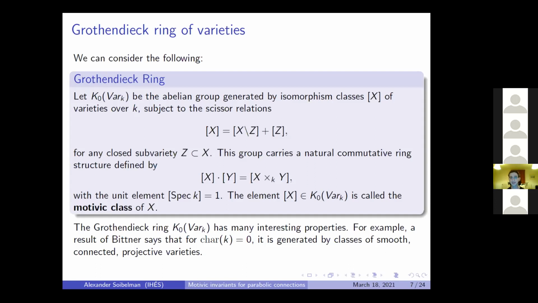So when I talk about motivic classes or motivic computations, I'm talking about computations in this Grothendieck ring. Again, I'm not going to talk too much about the particulars of this ring. I'd just like to mention that there's a nice theorem by Franziska Bittner that says that this ring is generated as an abelian group by classes of smooth connected projective varieties in the characteristic zero case. This is because there is a resolution of singularities. Yes, that's exactly it. It uses resolution of singularities.